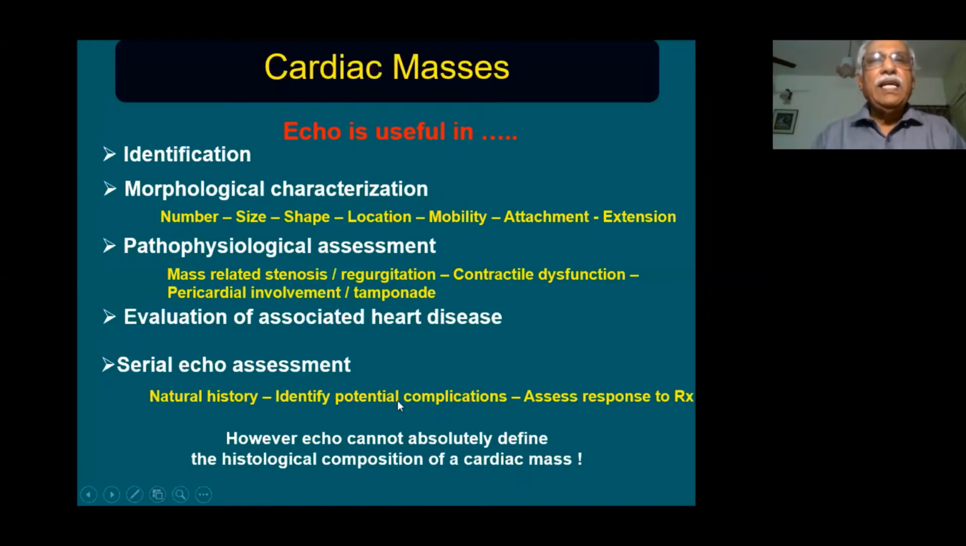Echocardiography is the first basic investigation which is useful for identifying cardiac masses. If you are still not sure about the nature of the mass, then we can do further investigations like a CT angiogram, an MRI, or a PET scan. All these scans can be done to identify the mass.